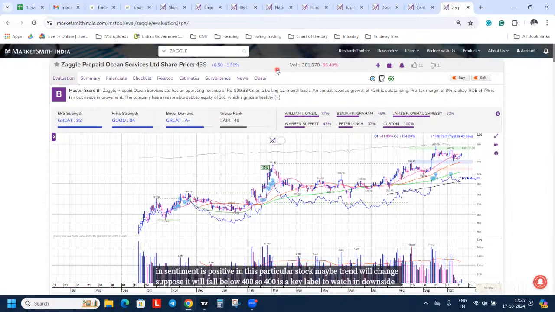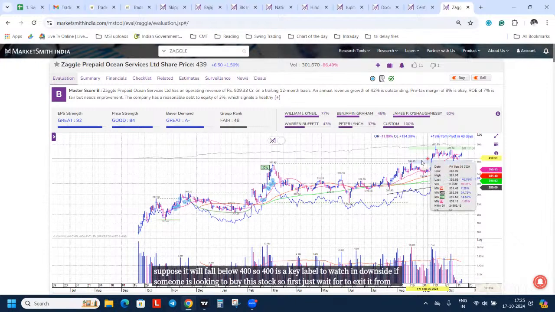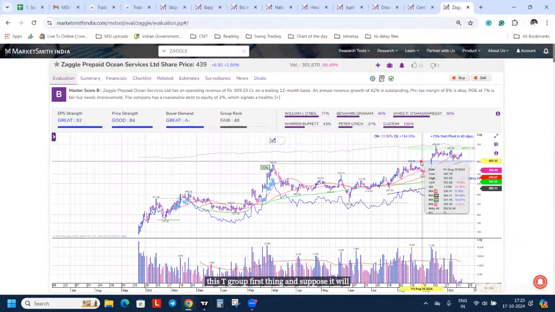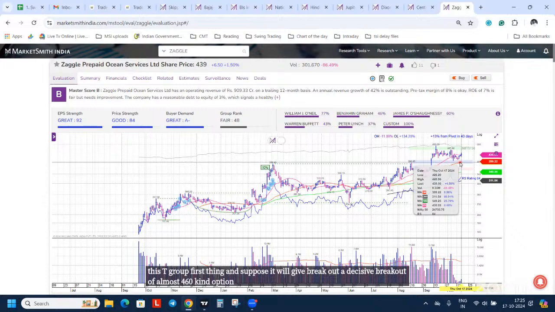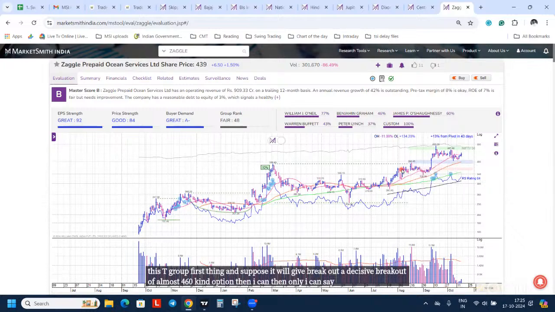If someone is looking to buy this stock, first just wait for it to exit this T group. And if it gives a decisive breakout of almost the 460 zone, then only can I say to consider this stock for fresh buying purpose. Otherwise, from a short-term perspective, it is looking sideways with a positive bias.